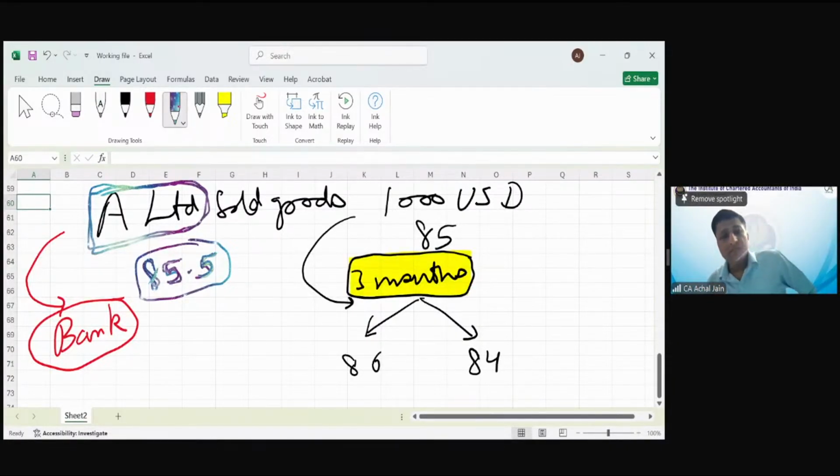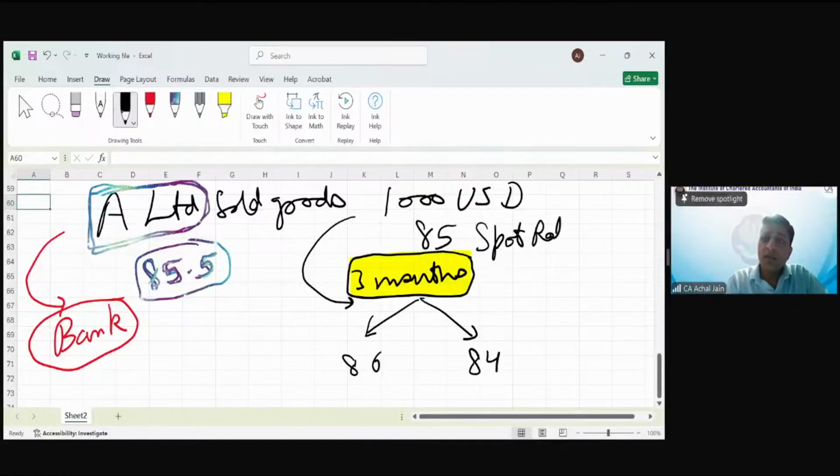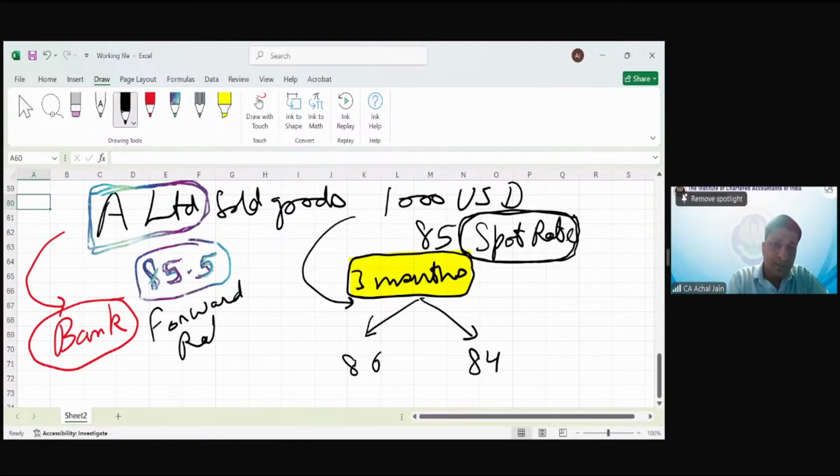Sir, here the forward rate is 85. So why did you take 85.5? No, the forward rate is not 85. Spot rate is 85. What is the meaning of spot rate? Do you remember? Sir, the rate at the transaction date. Correct. So that is the spot rate for you. Forward rate means the rate of the future. So this is your forward rate. Clear?